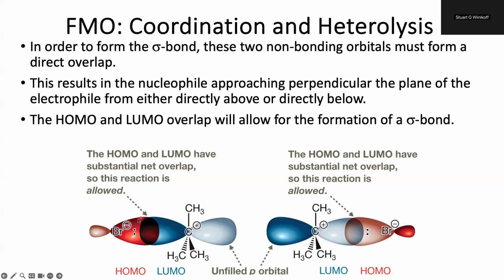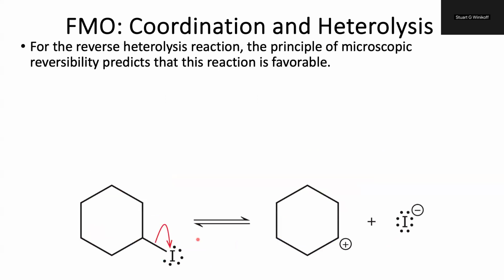So again, that high degree of HOMO-LUMO overlap is really what's going to allow for the formation of the sigma bond. Eventually, I will mix these two orbitals, that p orbital will hybridize, and I'll make a nice, good sigma bond, generating that tetrahedral geometry. Now, that gave us the forward direction. But remember, we also have that reverse reaction of a coordination. So the forward reaction is coordination. The reverse reaction is heterolysis, where I'm going to take this nice bond that I just made, and I'm going to pull the electrons back off to go ahead and release that nucleophile.